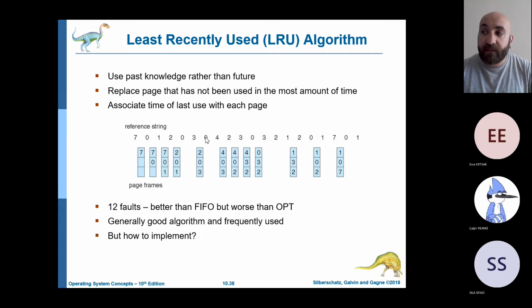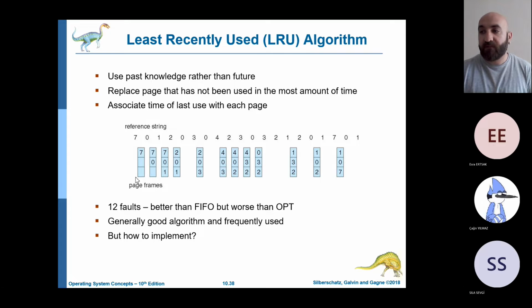0 is used here. 3 is used here. 0 is used again here. And 2 is the least recently used page in this frame. So I'm going to replace 2 with 4. So as you can see, we have 12 faults here.